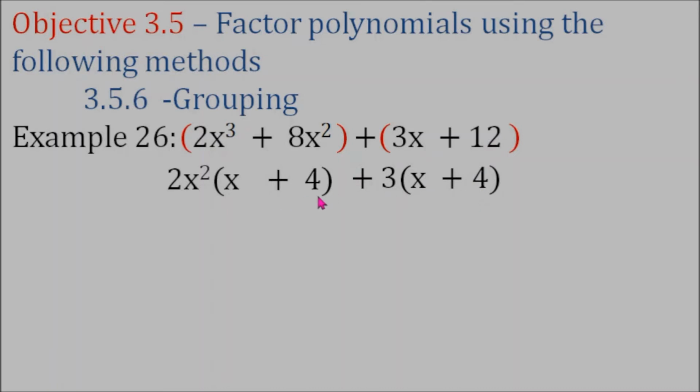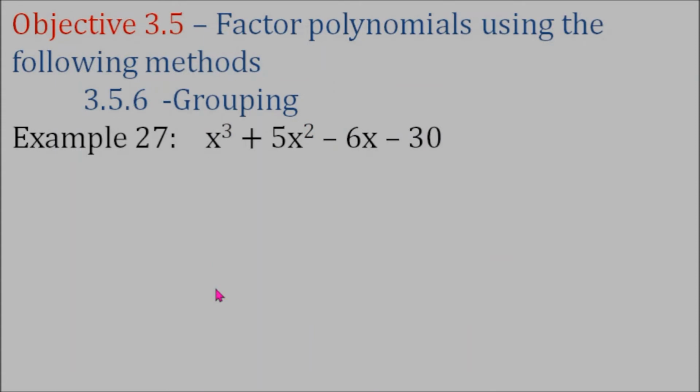So notice here we have a common binomial factor, x plus 4. So this is our first binomial factor. The greatest common factor on our first group is 2x squared and 3 on our second group. So the second binomial factor is 2x squared plus 3. So these are the factors.